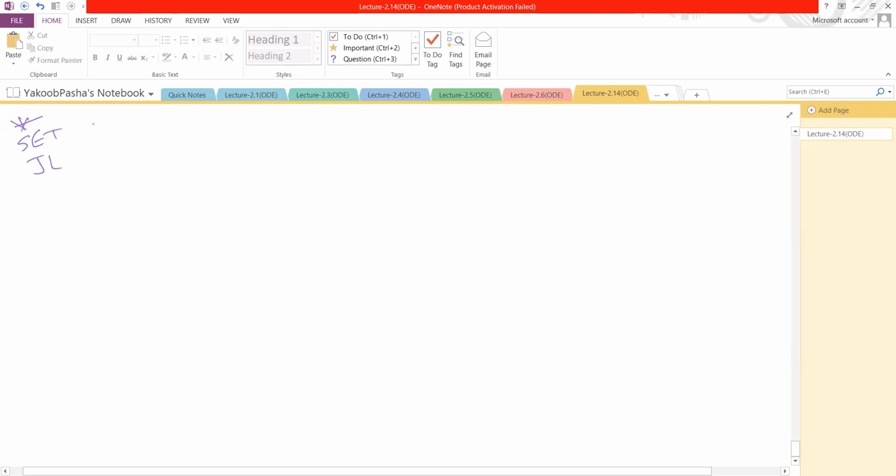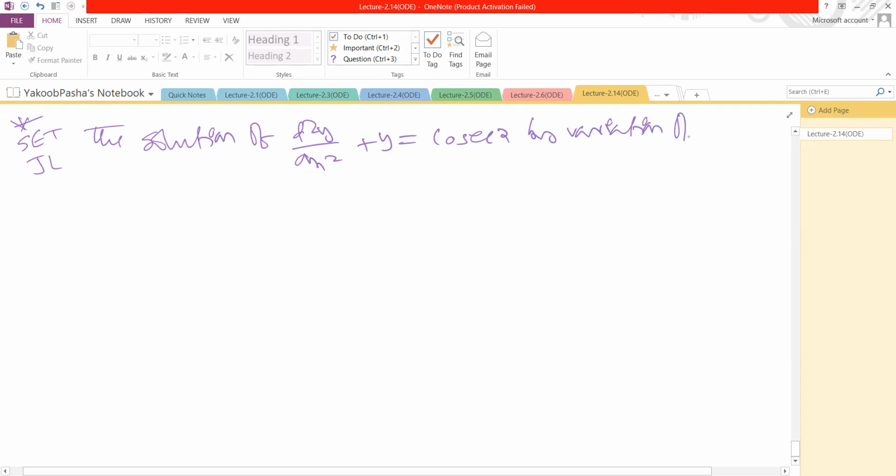Okay. The solution of d square y by dx square plus y is equal to cosec x, by variation of parameters. We are given options. I am taking the options. With the help of the options, we can conclude the solution easily. First, I'm writing the options.